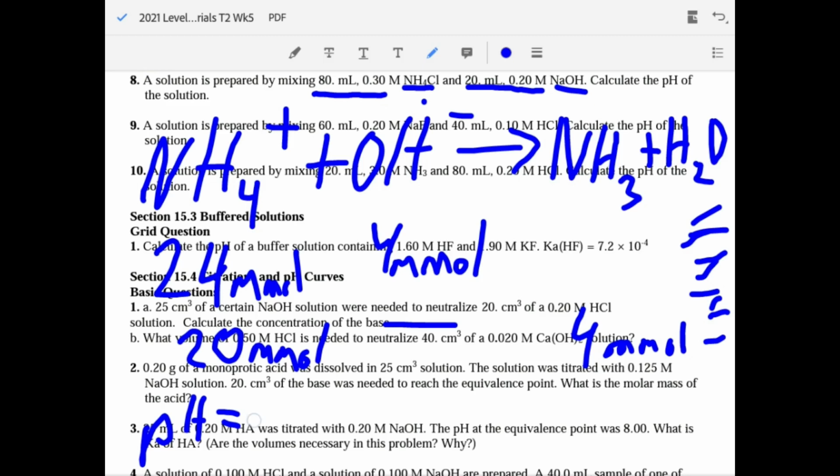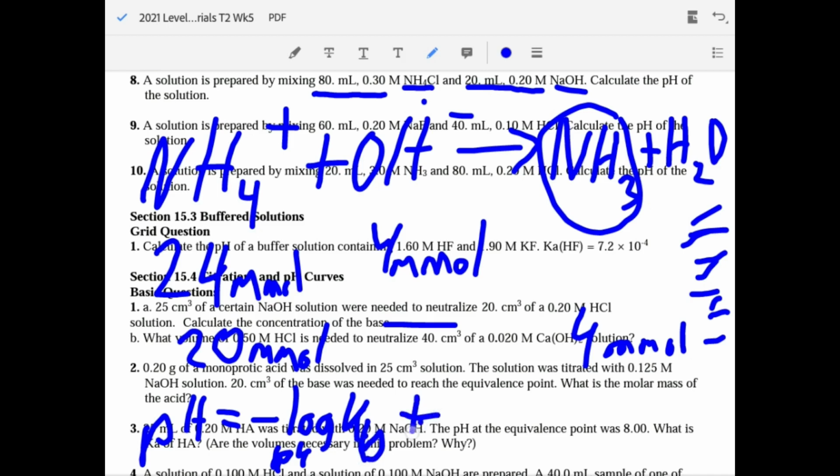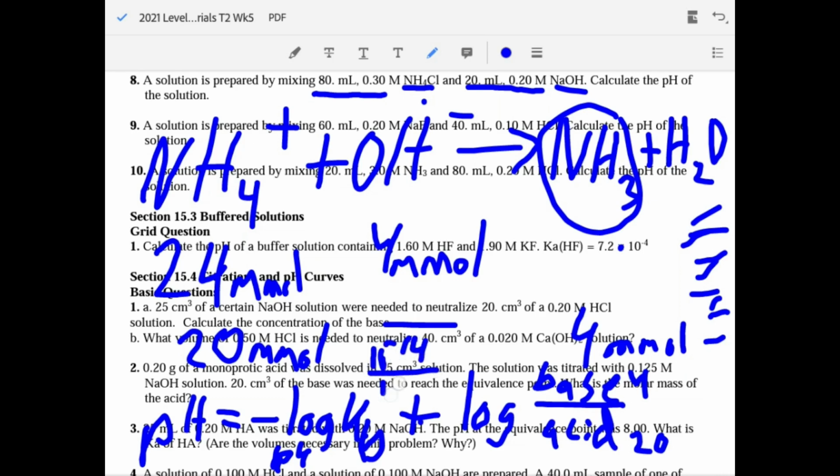pH is equal to minus log pKa or pKb, depending on what this is. Here you have an acid, so you use Ka. My bad, here you have a base, so that's why you use Kb. You choose the one at the end. So minus log Kb plus log base over acid. And here base is the NH3, which is 4, over acid, which is 20. Kb should be given, it's 1.8 times 10 to the power minus 5, but you just do 10 to the power minus 14 over 1.8 times 10 to the power minus 5, and then you plug it in.